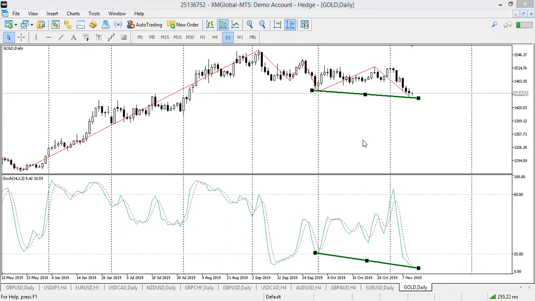H1 at H4 lang ang tingin ng divergence. Any time frame pwede. Kahit M15, makakita ka niyan. Lalo yung mga intraday movement. Meron yun.